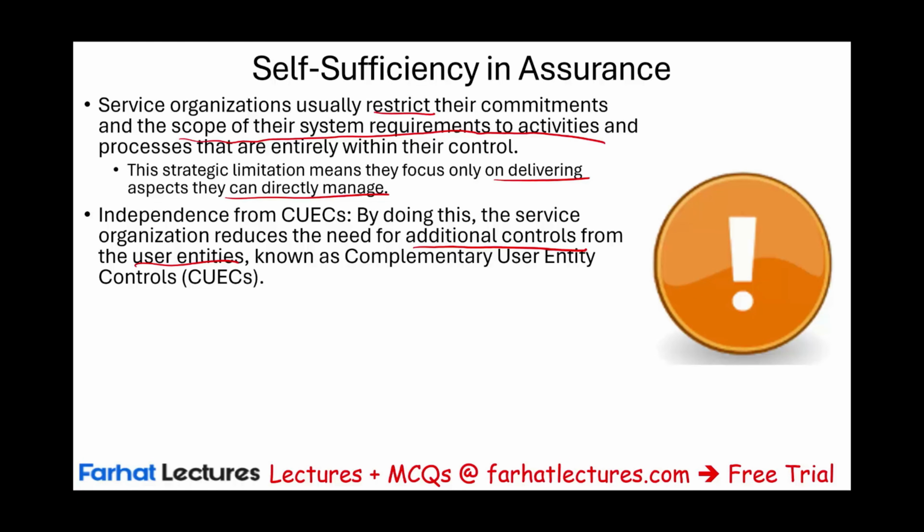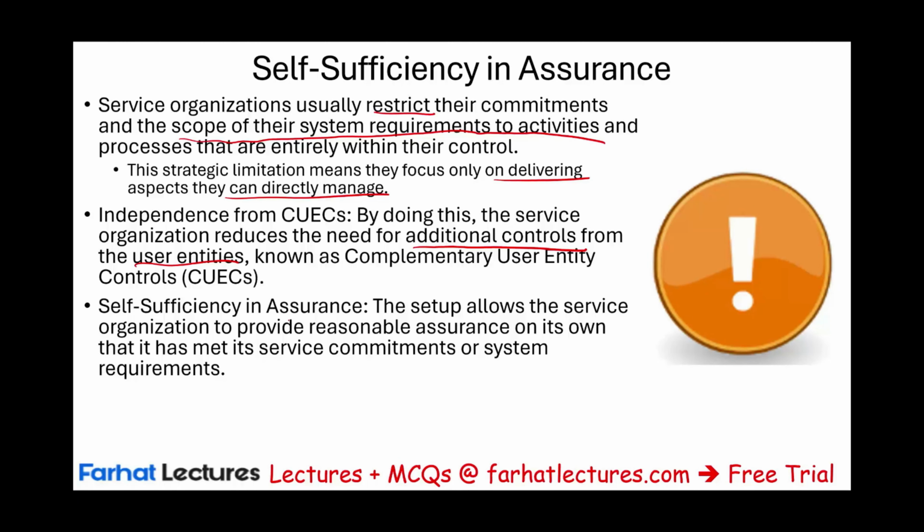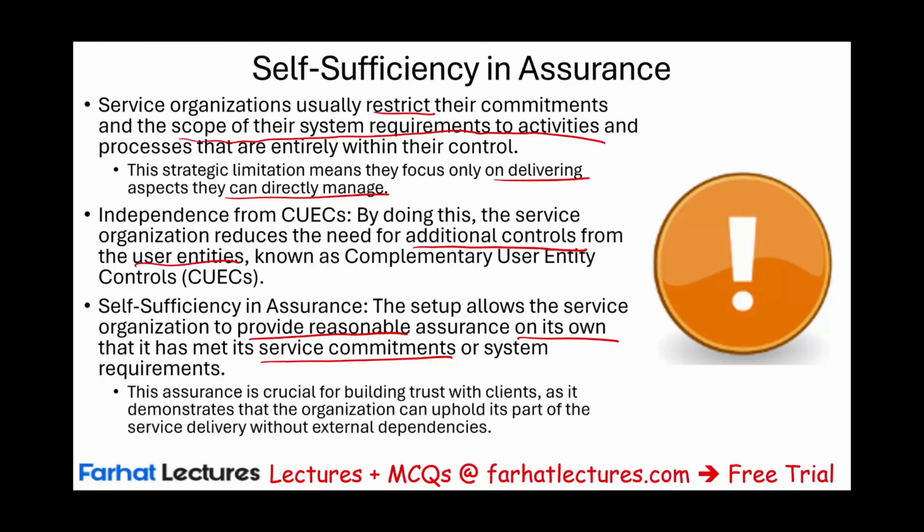That's one way. Another way, maybe you don't trust what they're doing. Therefore, you have to do extra work to make sure the controls are achieved without relying on them. They don't have the sufficient knowledge or the competency, or you just don't want to annoy the customer. So self-sufficiency in assurance: this setup allows the service organization to provide reasonable assurance on its own that it has met its service commitments or system requirements without asking for those CUECs. So the CUECs are out of the report. And this assurance is crucial for building trust with clients, and it demonstrates that the organization can uphold its part of the service delivery without external dependencies.